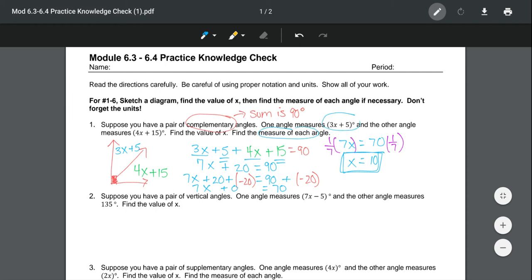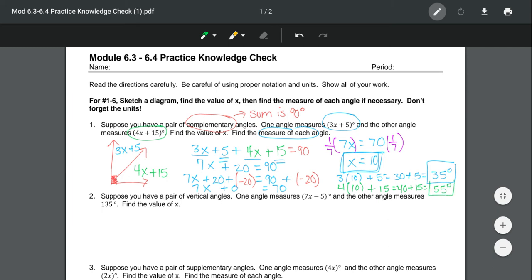So one angle is 3x plus 5. So to solve for that angle, you replace x with 10. So you'd have 3 times 10 plus 5. So you get 30 plus 5. So that angle would be 35 degrees. So there's one of the angles. And the second angle is 4x plus 15. So replace x into the second expression, 4 times 10 plus 15. So you get 40 plus 15, which is 55.